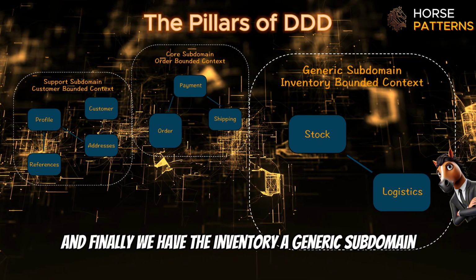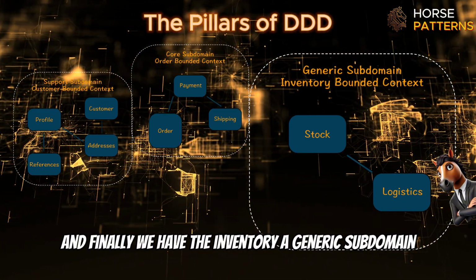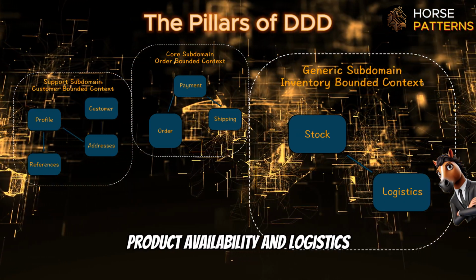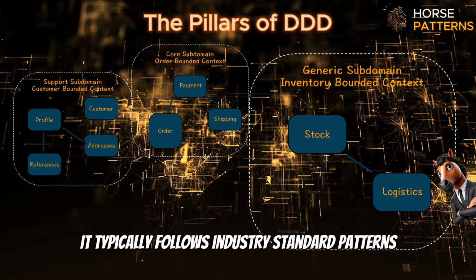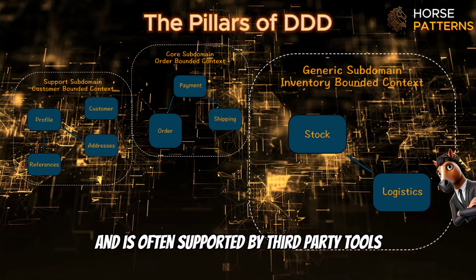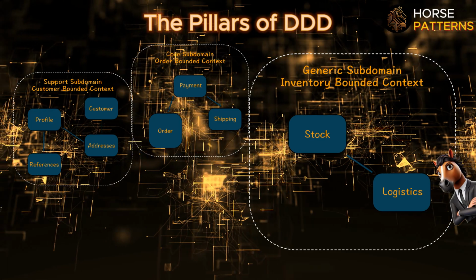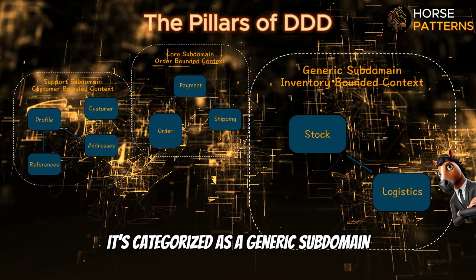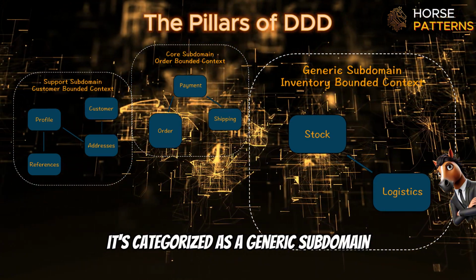And finally, we have the inventory, a generic subdomain. This subdomain handles stock, product availability, and logistics. It typically follows industry standard patterns and is often supported by third-party tools. Since it provides necessary but non-unique functionality, it's categorized as a generic subdomain.